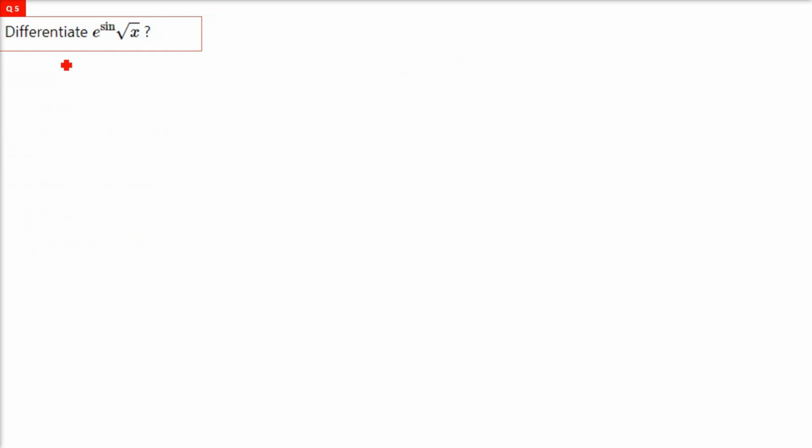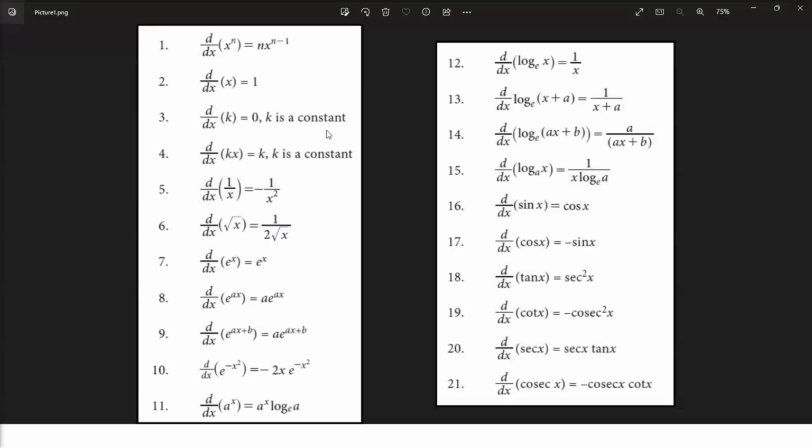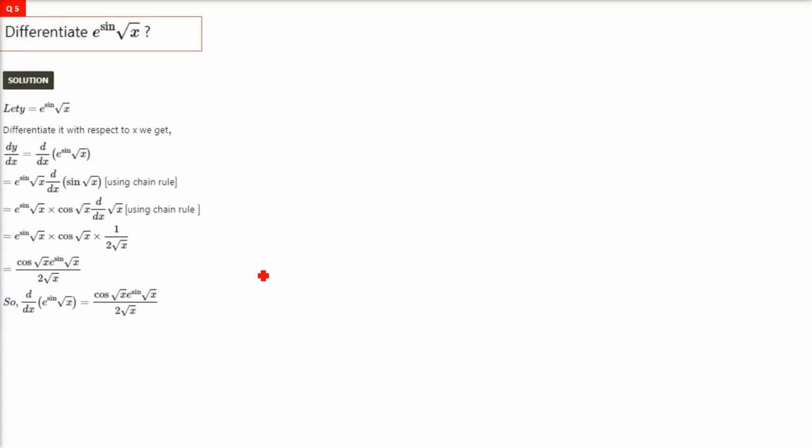This is e to the power sine root x. And e to the power x, assume it to be e to the power theta or e to the power y. The differentiation of e to the power x is simply e to the power x. There is no change. Whatever you are differentiating, you just have to write that. So the differentiation of the whole expression e to the power sine root x will be the same thing, e to the power sine root x.